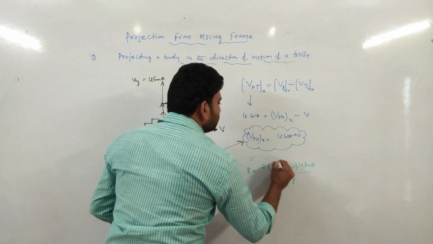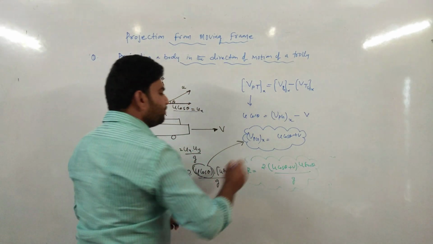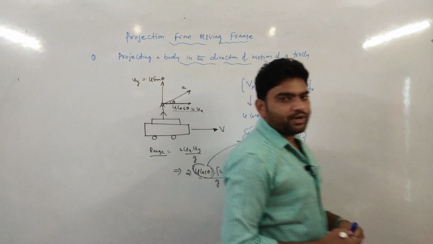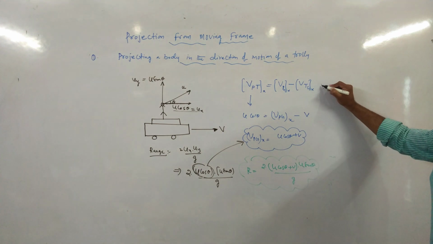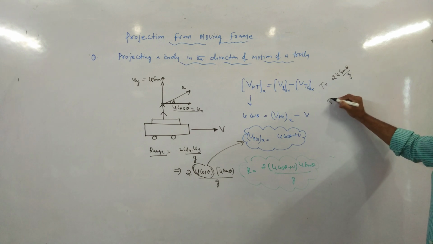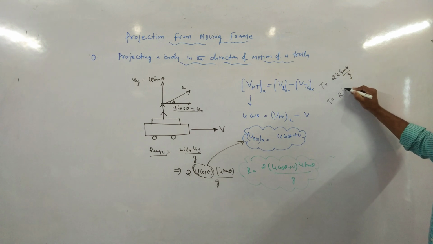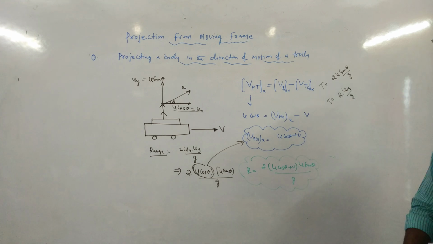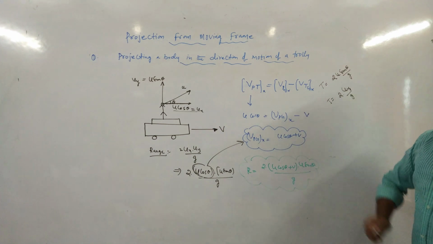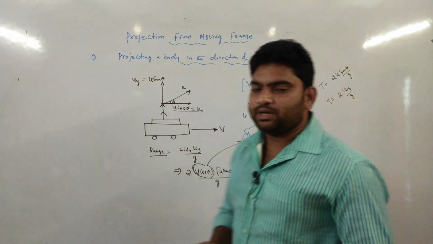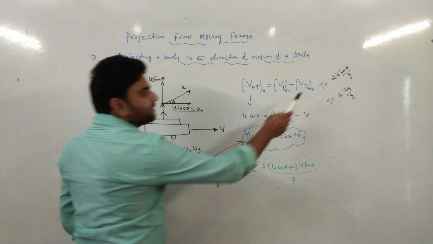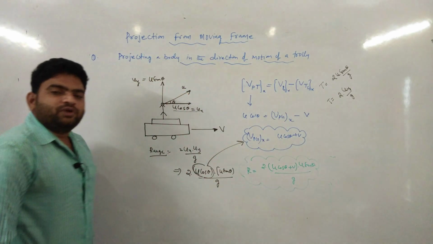This is my range formula. I hope you understand this particular point. Also, if I wanted to calculate the total time of flight, generally our time of flight formula is 2u sin theta by g. This can also be written as 2 into u sin theta, which is uy, by g. As the trolley acts in the horizontal direction and uy is my vertical component, there is no change in the vertical direction. So u sin theta remains constant, so my time of flight will also be constant.